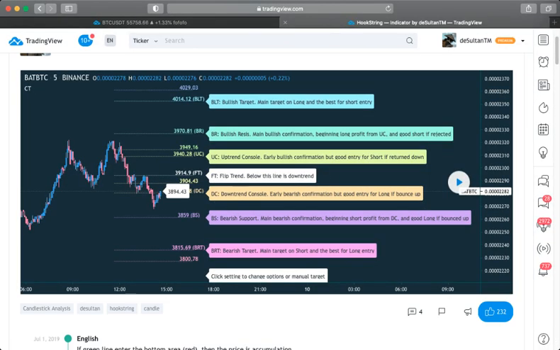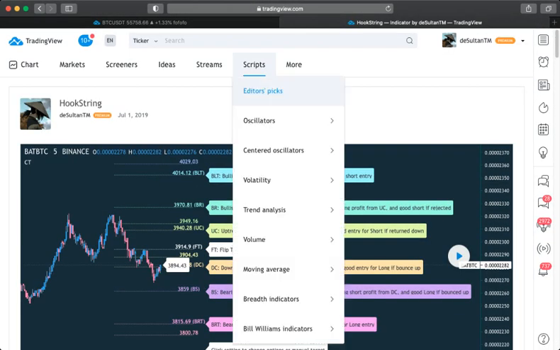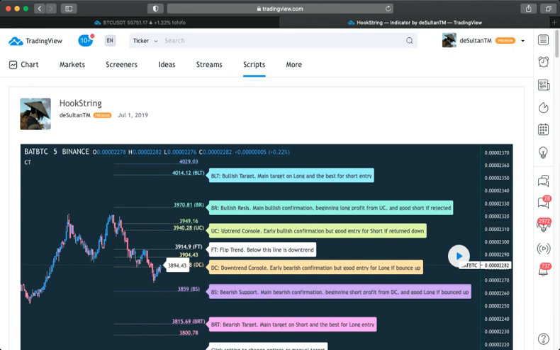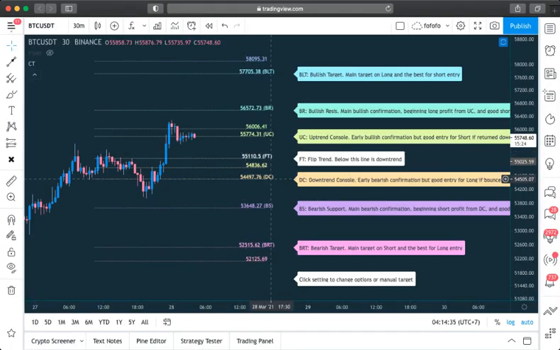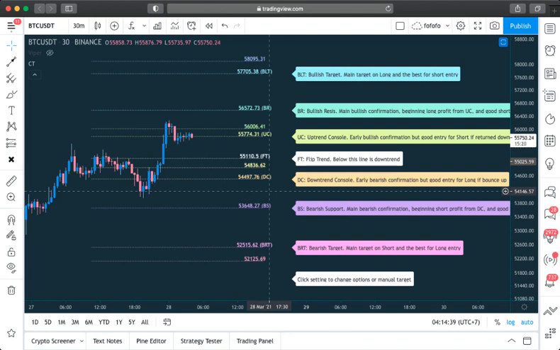So you can go to tradingview.com and search for the HookString and then like the indicator. Then you can start using it. So what is the HookString? The HookString will help you to have an action for the trading strategy.